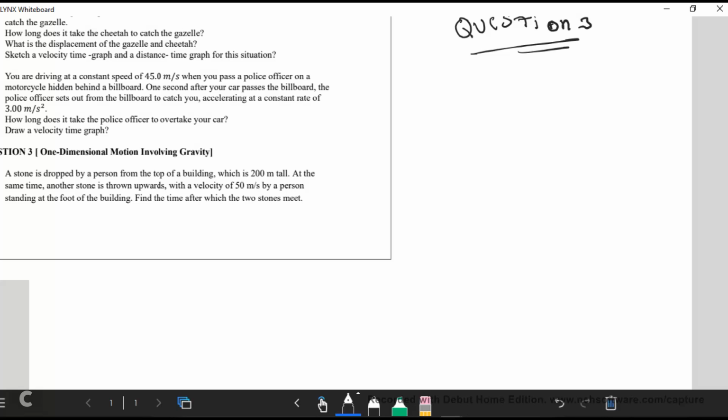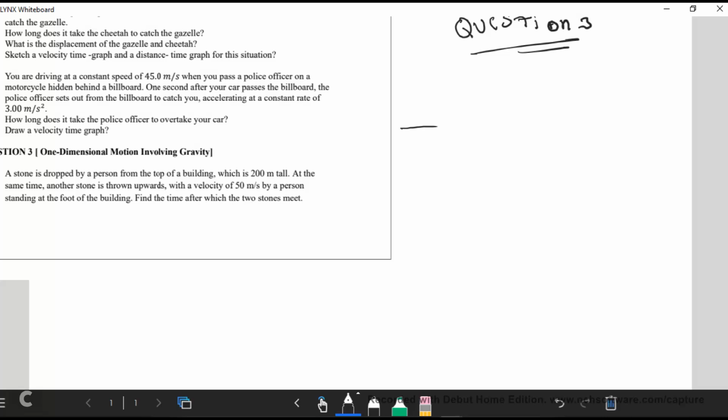Question 3 is saying that a stone is dropped by a person from the top of the building, which is 200 meters tall. At the same time, another stone is thrown upwards with a velocity of 50 meters per second by a person standing at the foot of the building. Find the time after which the two stones meet.